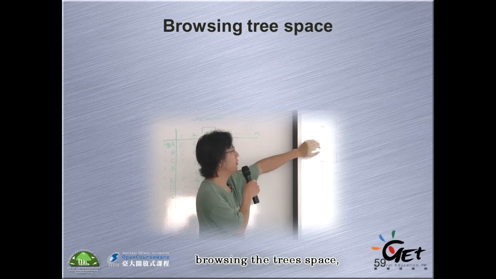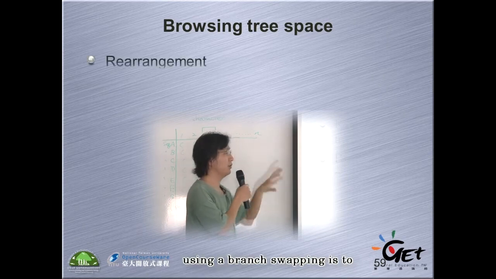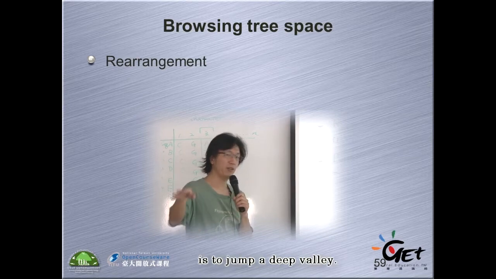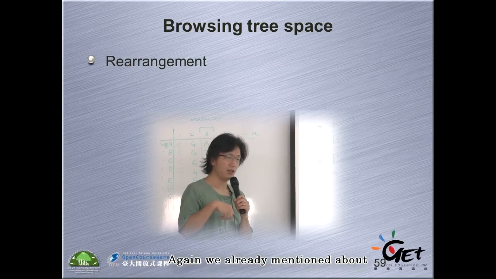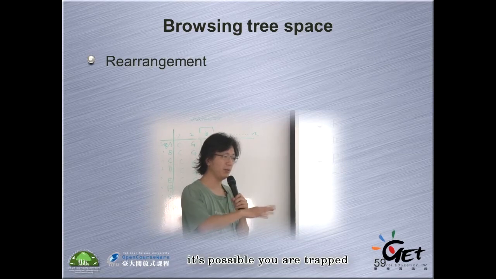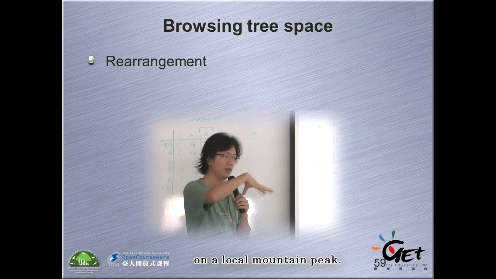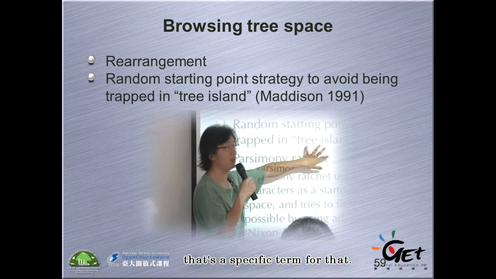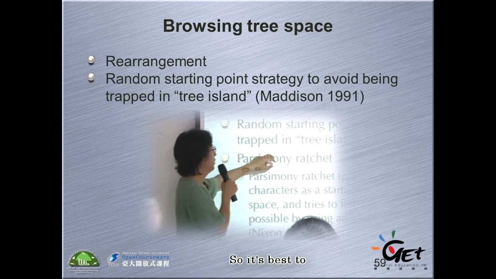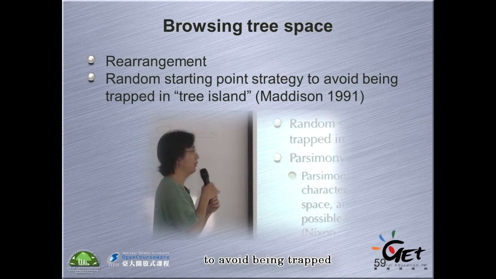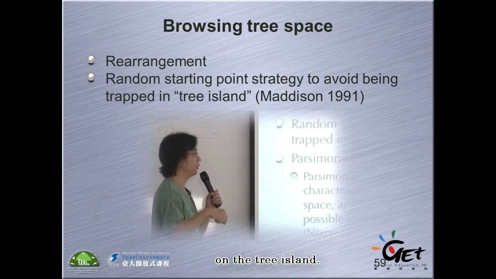Browsing the tree space using branch swapping, the purpose is to jump over a valley. And then again, we already mentioned that it's possible you are trapped in a local mountain peak, and that is called a tree island. There's a specific term for that. So it's best to have a random starting point to avoid being trapped on the tree island.